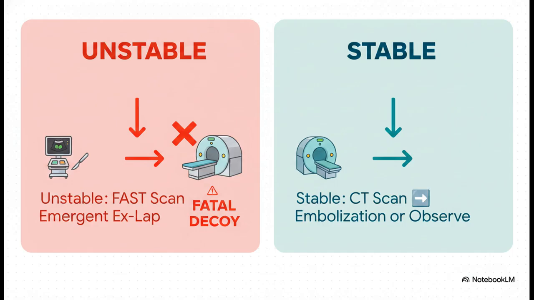If they're unstable, a bedside FAST scan is your immediate move. Positive for free fluid? Boom, emergent exploratory laparotomy. You need rapid surgical control. Now, if and only if they are stable, the FAST scan gets bypassed or supplemented by a contrast-enhanced CT scan to map the anatomy and plan a non-operative angiographic embolization.